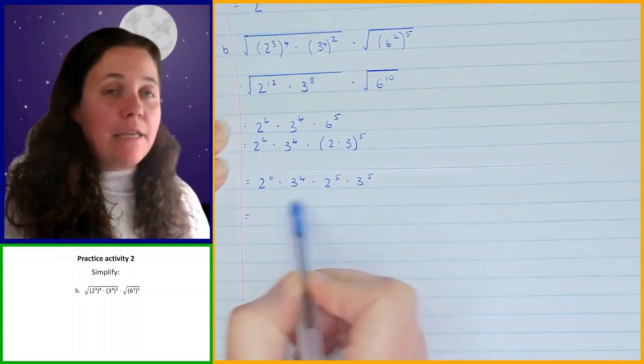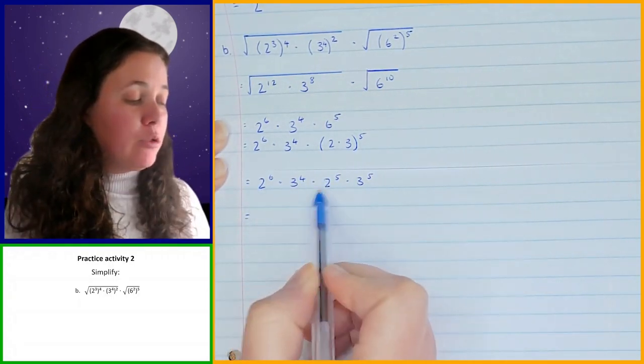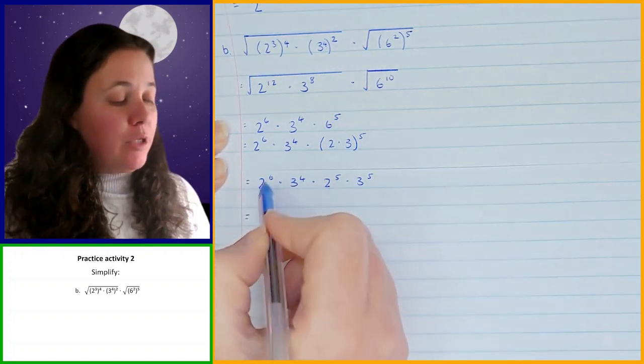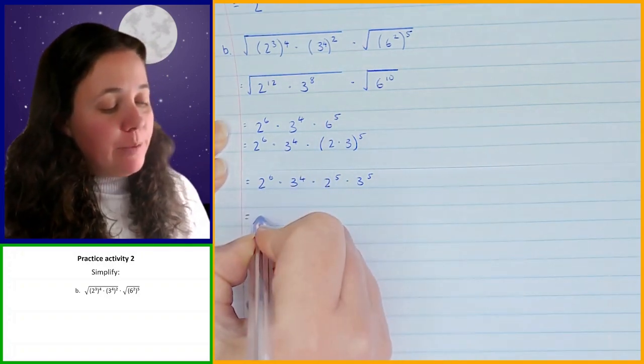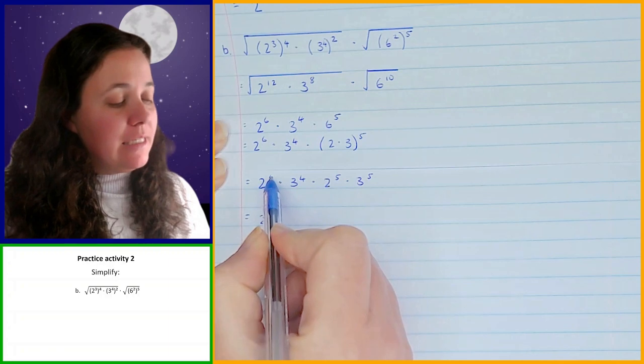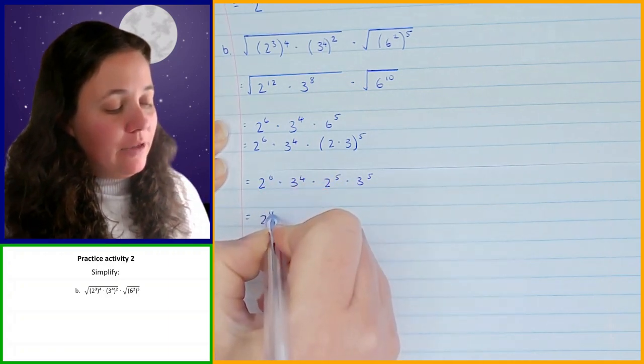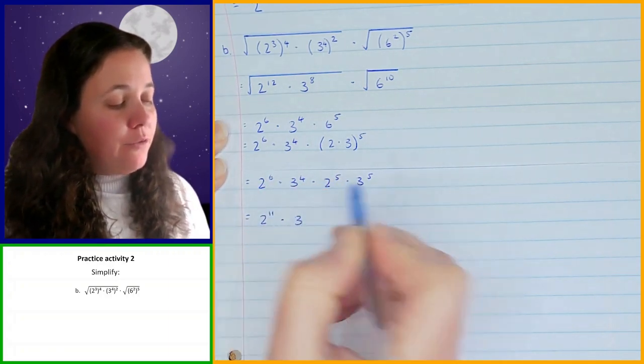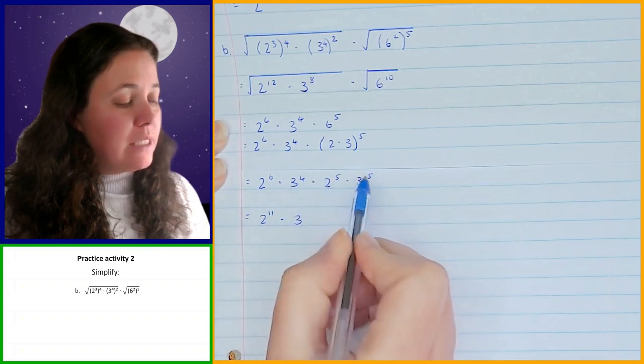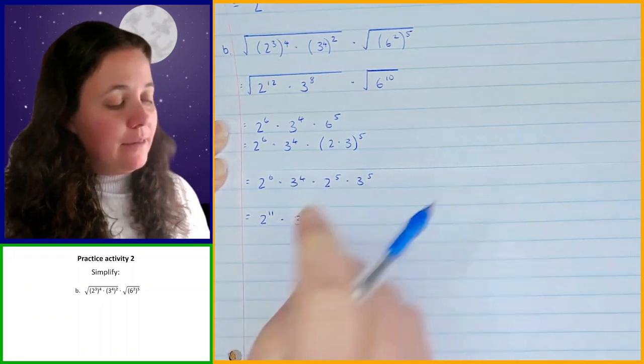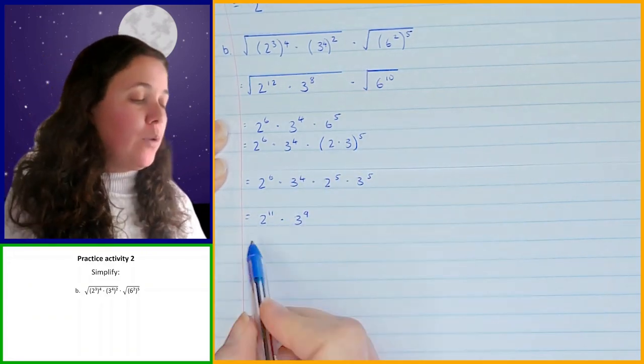And now I can take the powers with the same basis and add their exponents because I'm multiplying. So that's going to be 2 to the power of 6 plus 5 is 11 times 3 to the power of 4 plus 5 is 9. And that's what you should have got for question B.